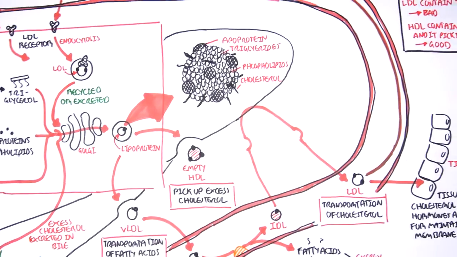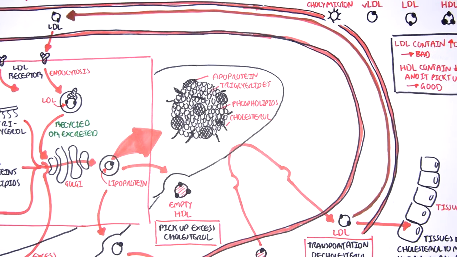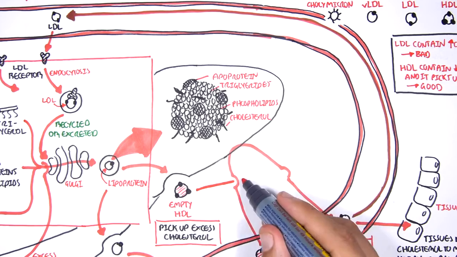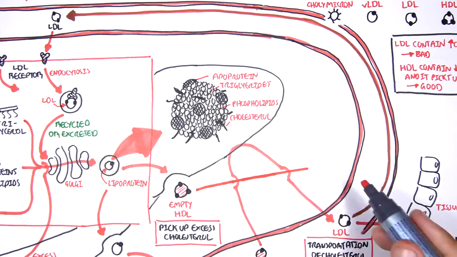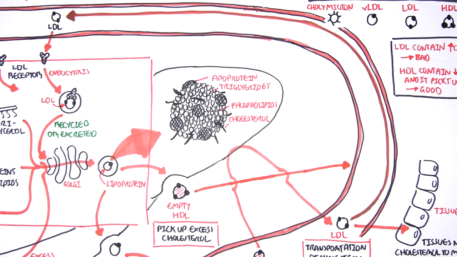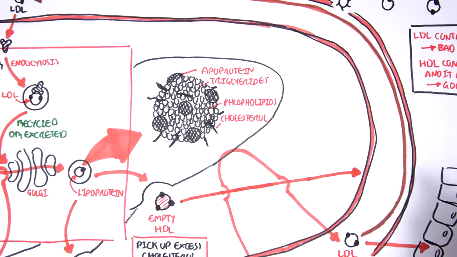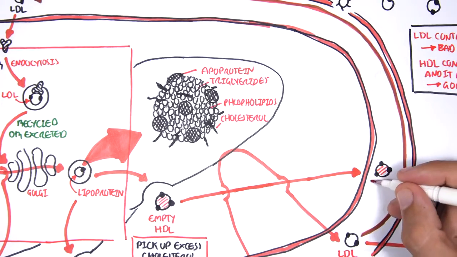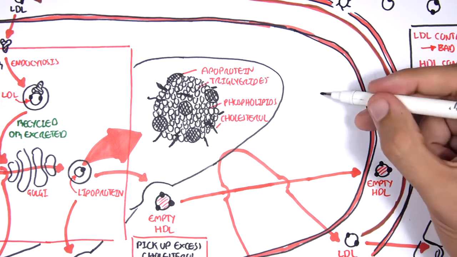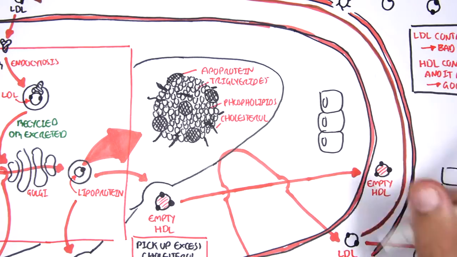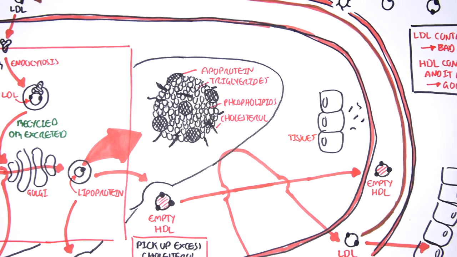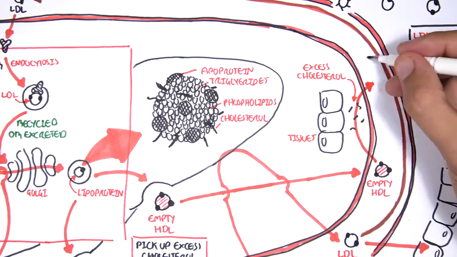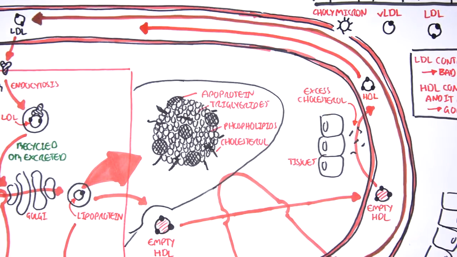Now finally, we go to our last lipoprotein, which is the HDL. Here we have the empty HDL. The empty HDL's main function is to pick up excess cholesterol, or cholesterol in general. So it enters the circulation, and here we have tissues that have excess cholesterol or cells that have excess cholesterol. And the HDL will pick up these excess cholesterol and basically return it to the liver.